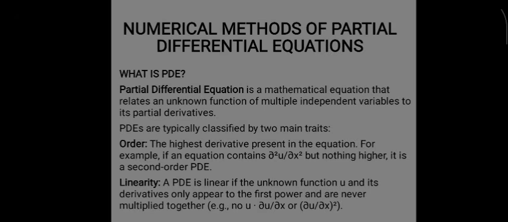Order is the highest derivative present in the equation. For example, if an equation contains del square u over del s square, but nothing higher than that, then it is known as a second order PDE. And for linearity, a PDE is linear if the unknown function u, let's say u is a function of s and y, and its derivatives only appear to the first power and are never multiplied together. For example, there is nothing like u multiplied by del u del s, or del u del s all raised to power 2 in the equation. Then it is known as a linear partial differential equation.